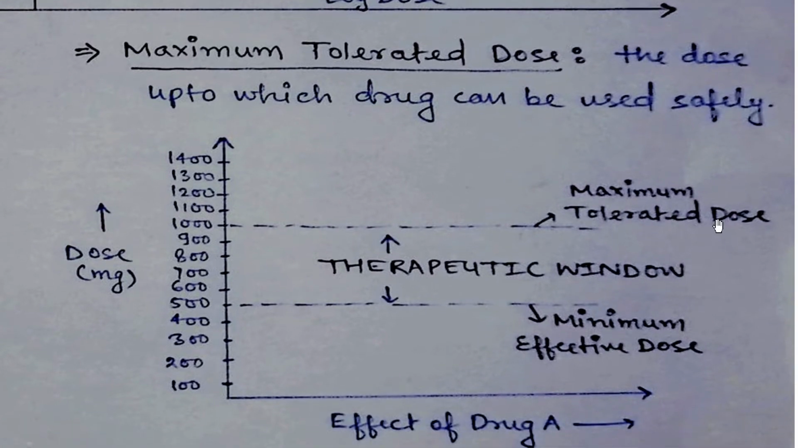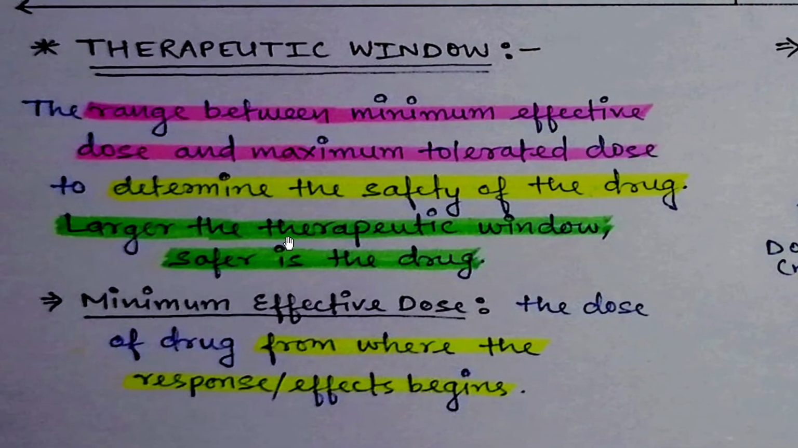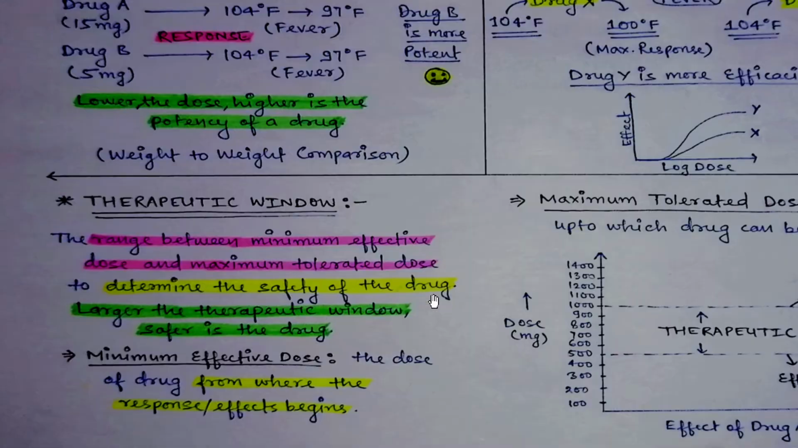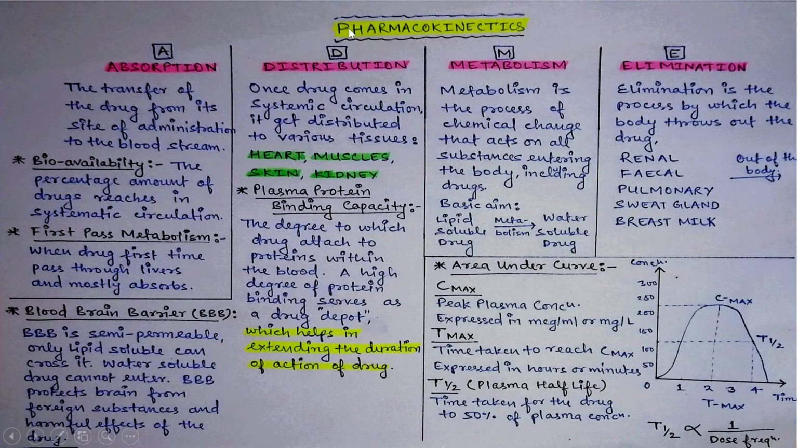Okay, the difference between minimum effective dose and maximum effective dose is called a therapeutic window. So an important point is, the larger the therapeutic window, the safer the drug. Now let us see what is pharmacokinetics. Pharmacokinetics deals with the ADME process, that is absorption, distribution, metabolism and excretion, that is elimination.